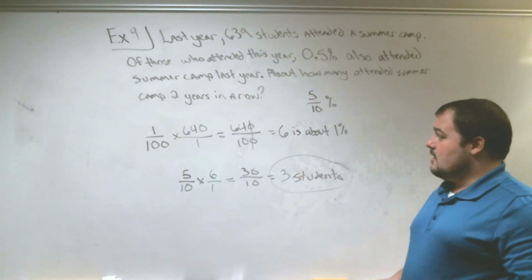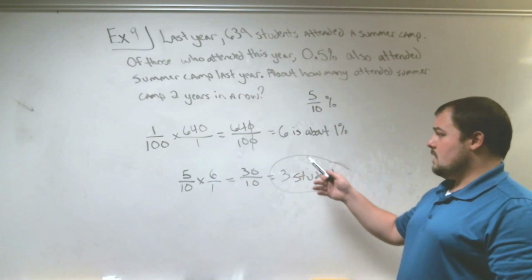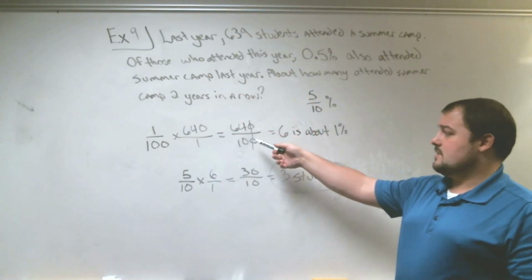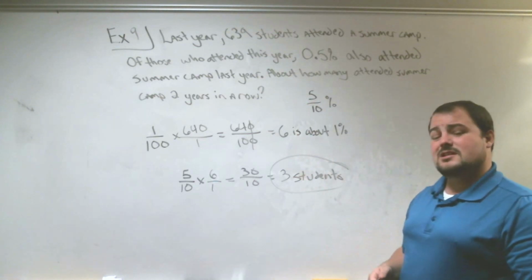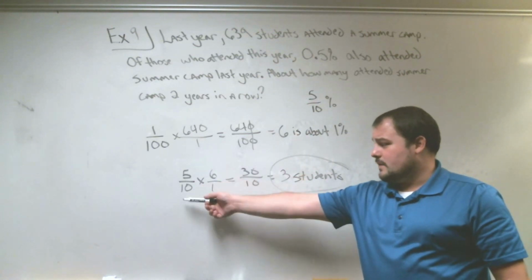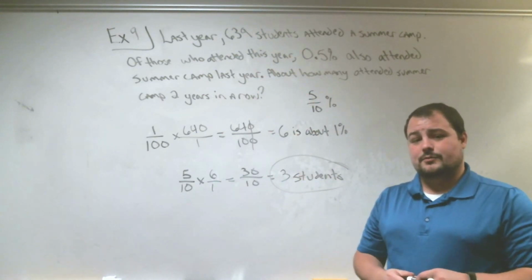And again, I got 5/10% because we changed this decimal to a fraction to make it easy to work with. And again, we found 1% of the number. And we did round it because 64 divided by 10 is like 60 divided by 10. 6 is about 1%. So we took 5/10 times 6, we got 30 out of 10, and 30 divided by 10 is 3.